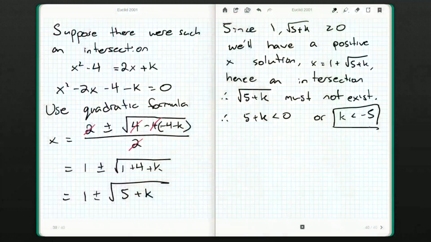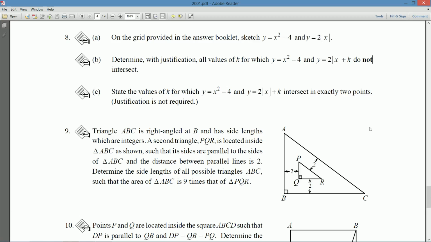I'm not going to graph one right now, but if we had time, say we have given up on 9 and 10, and we wanted to check our answers, what we could do is pick a value of k, where k is less than negative 5, and make sure that we don't have any intersections. So that's something we could do. Okay? So k less than negative 5 should give us no intersections, and we have the math to prove it. So we're definitely good on the written solution side of everything.